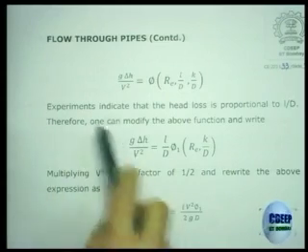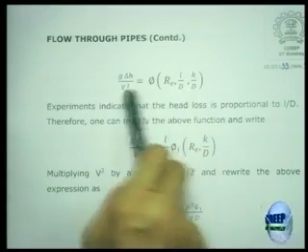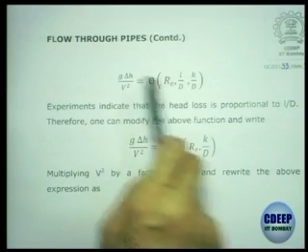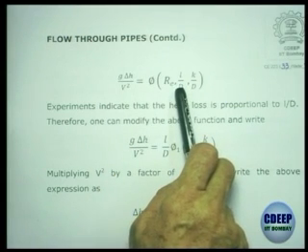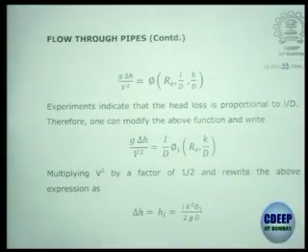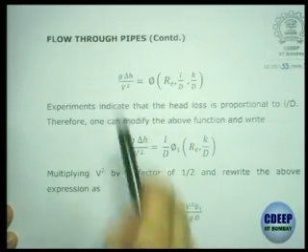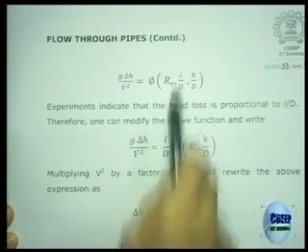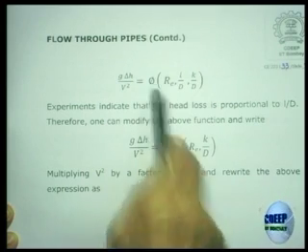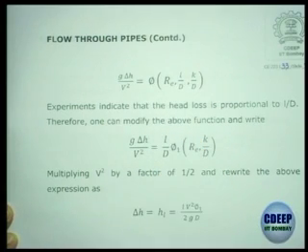Now, based on experiments, you found that the drop in head is a linear function of L by D, meaning if I take double the length of the pipe, the drop in head will be double. If I have 5 times the length of pipe, then the drop will be 5 times. It makes sense physically, because after all it depends on the distance through which the fluid travels, the energy is spent. So it's fine. Once you observe that, you can take out L by D and write the rest as some other function of these two combinations.